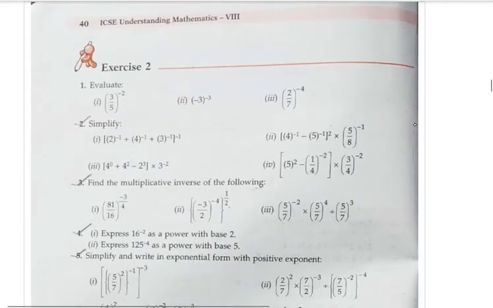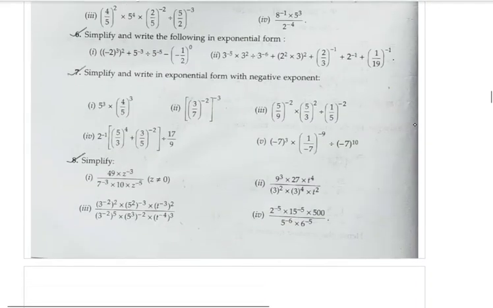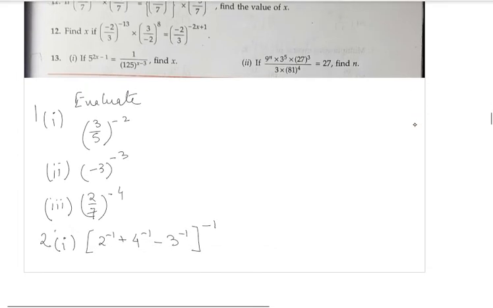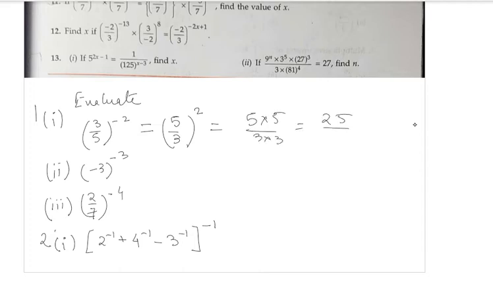Okay, so let us discuss the exercise. I have just copied down the questions so that I can start off with the writing part very quickly. The first question, number 1, is 3 by 5 to the power of minus 2, and you have to evaluate this. As I told you, if the power is negative, we will do the reciprocal. So if I do the reciprocal, it becomes 5 by 3, and then 5 into 5 by 3 into 3. That gives me 25 by 9.